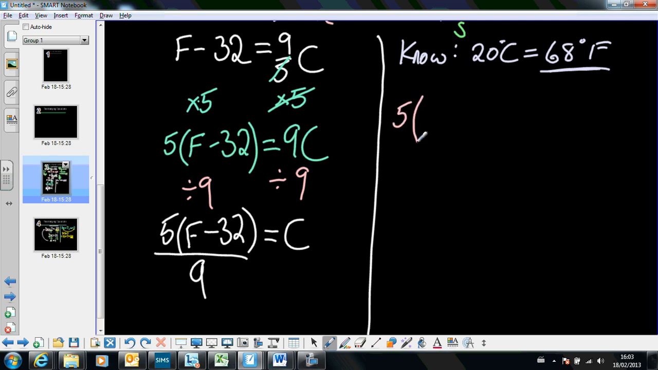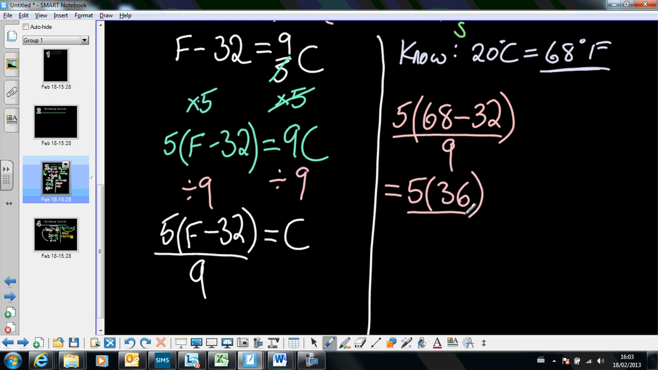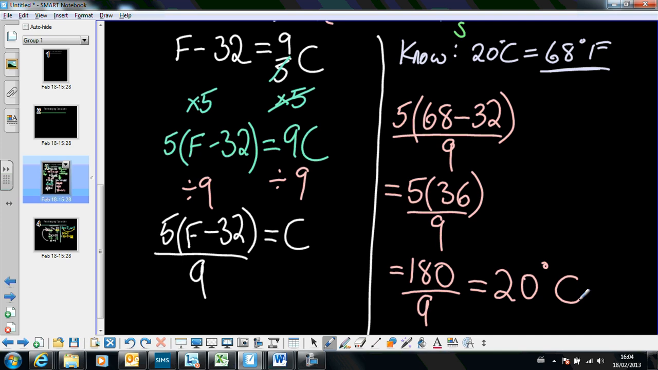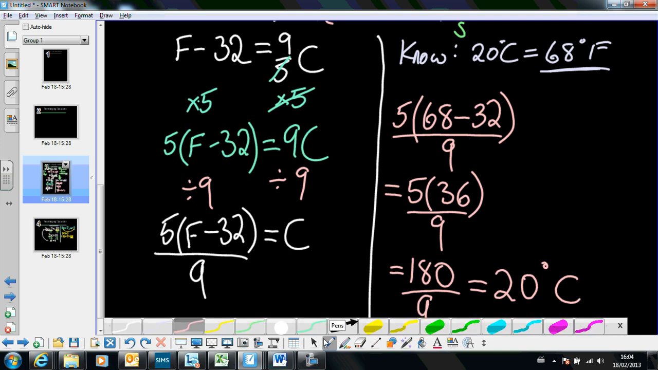5 times (68 minus 32), all divided by 9, is equal to, well, 68 minus 32 is 36. 5 times 36 over 9. Again, division and multiplication, it doesn't matter what order you do them in, so I'm going to do 5 36s, or 180. You should know your 36 times table, of course. 180 over 9, and it's obvious that that's going to be 20 degrees Celsius, isn't it? So it looks like my formula is correct, because it gives me the answer I was expecting.